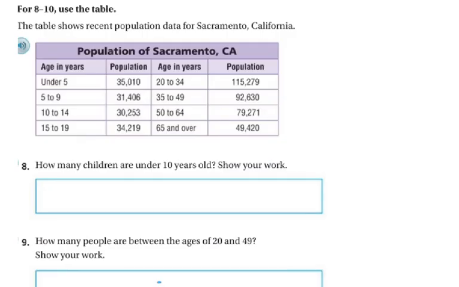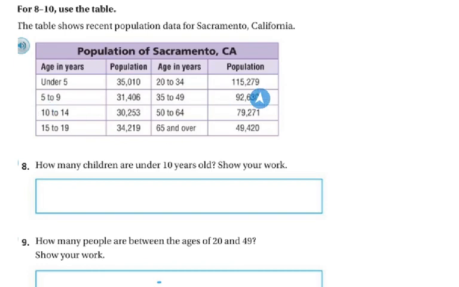Okay, so this table shows the population of, well, it's representative of data for Sacramento, California. And in here, I can look at the title. It says population of Sacramento, California, age in years. So under 5, the population is 35,010. From 5 to 9 years old, it's 31,406. From age 10 to 14, 30,000. Then 20 to 34 years old, that's how many people there are. 35 to 49 years old, that's how many people there are. 65 and older, and so on.